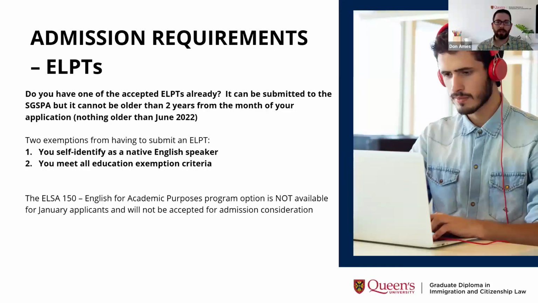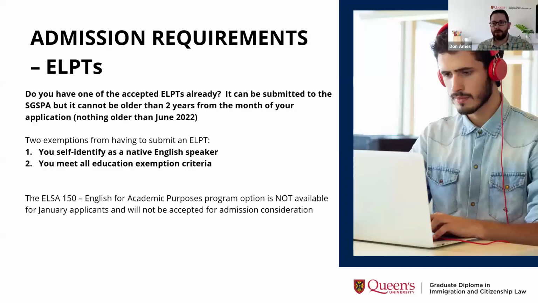One of the things I want to highlight, though, is that if you already have one of the approved scores available, and it's no older than June 2022, we'll accept it for the admission review process, provided that the score meets the requirement. If you apply in July and your score is from June 2022, it's no longer eligible. It has to be within 2 years from the month of your application. And if your ELPT is getting real close to the expiry date, make sure you get your application in as soon as possible and have that score received by the SGSP office officially.